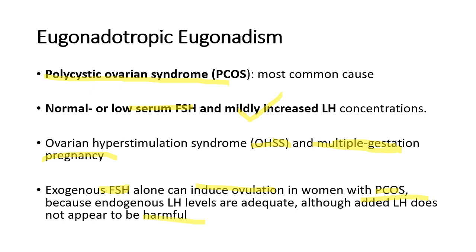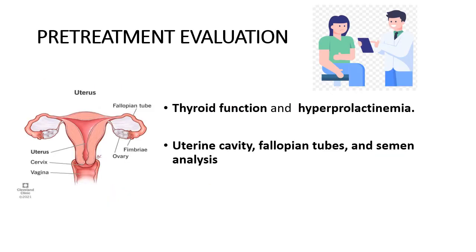Let's now discuss pre-treatment evaluation, which is required before starting gonadotropin. Before starting gonadotropin, as it will require daily injection, we should confirm that the uterine cavity is normal, the fallopian tubes are functional, that is by HSG or any other method, and the semen analysis is normal or not.